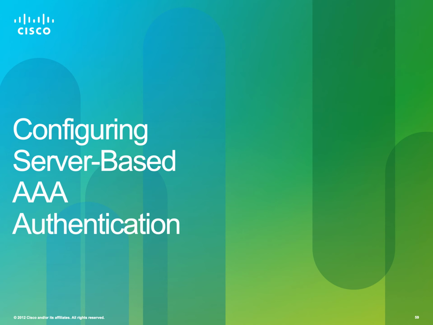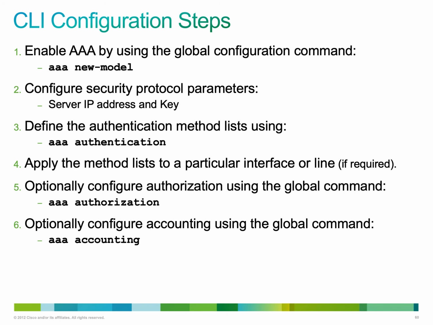Now let's go to configure Cisco server-based AAA authentication. What you need to do, you go to your command line interface configuration. These are the steps you need to follow. Number 1, enable AAA. How to do that? You write in your command line interface AAA new-model there.